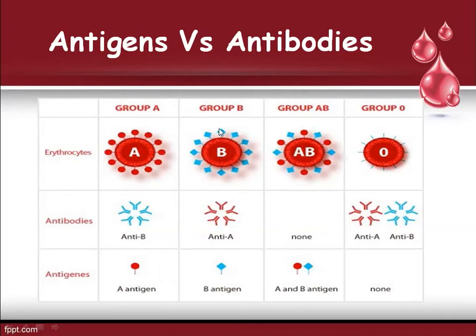Blood group B contains the antibodies anti-A and the antigen B. Blood group AB contains no antibodies, and the antigens are A and B. In blood group O, they contain the antibodies anti-A and anti-B, and the antigens are none, or absent.